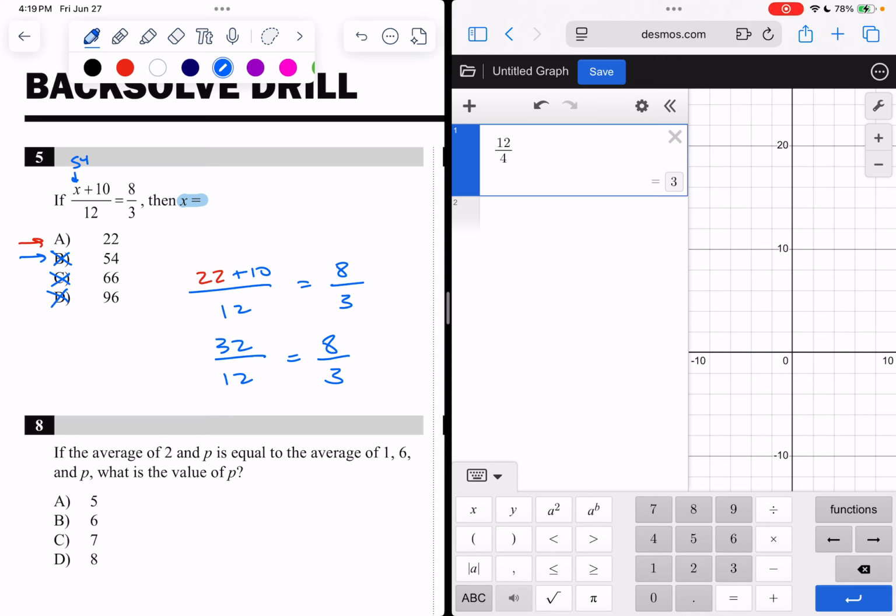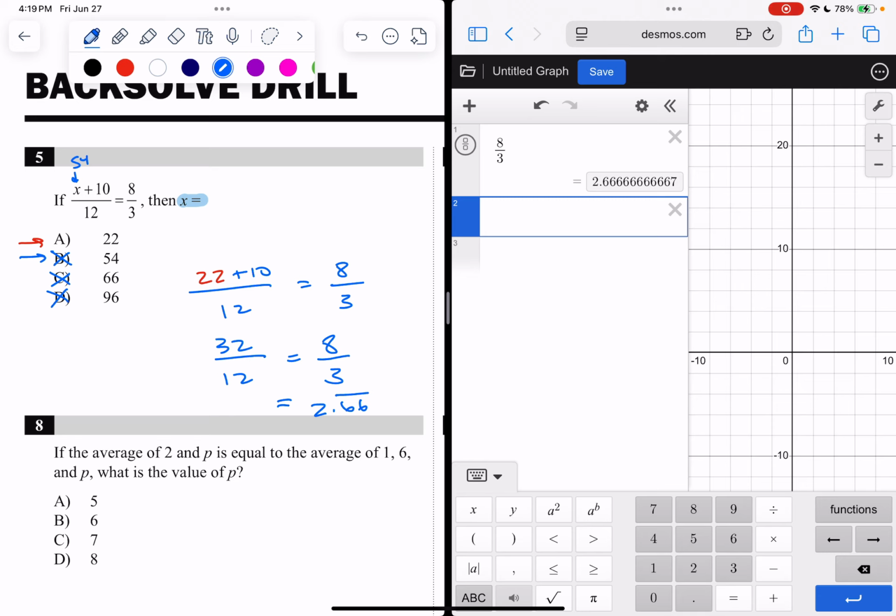Now I'm going to try a different way of testing this one out. I'm going to punch 8 over 3 into my calculator, and it gives me this decimal, 2.66, for a long time, probably repeating forever. Let's see if I punch in 32 over 12, if that gives me the same thing. 32 divided by 12, does it give me the same decimal? It does, so now I know that's the right one. So if I didn't feel like reducing, that would be another way to punch it out on my calculator and get it as a decimal.